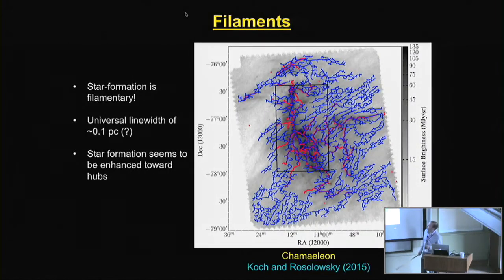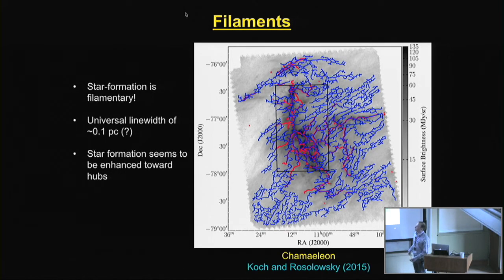So let's start with filaments. Okay, what do we know about filaments? So this is the Chameleon cloud. It's very filamentary. It's fit with two different algorithms, the DisPerSE algorithm in red, and then the FilFinder algorithm by Koch and Rosolowsky in 2015 in blue that shows the more diffuse filaments as well. So star formation is filamentary.